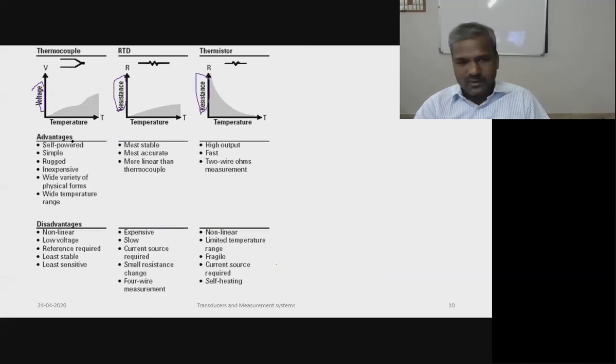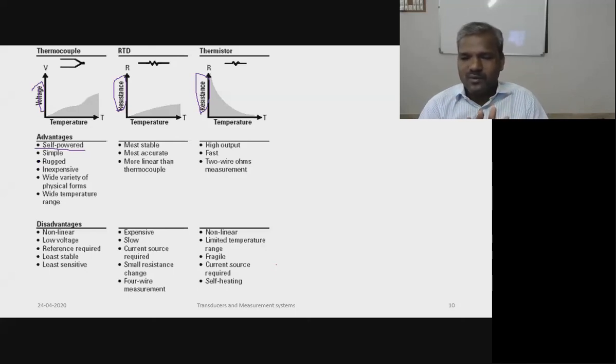Advantages of thermocouples: this is the best example of an active transducer. Am I right? Active transducer, so that is called self powered. So no need of any signal conditioning circuit. You can easily get the output. Also, very simple connection, only 2 wires.